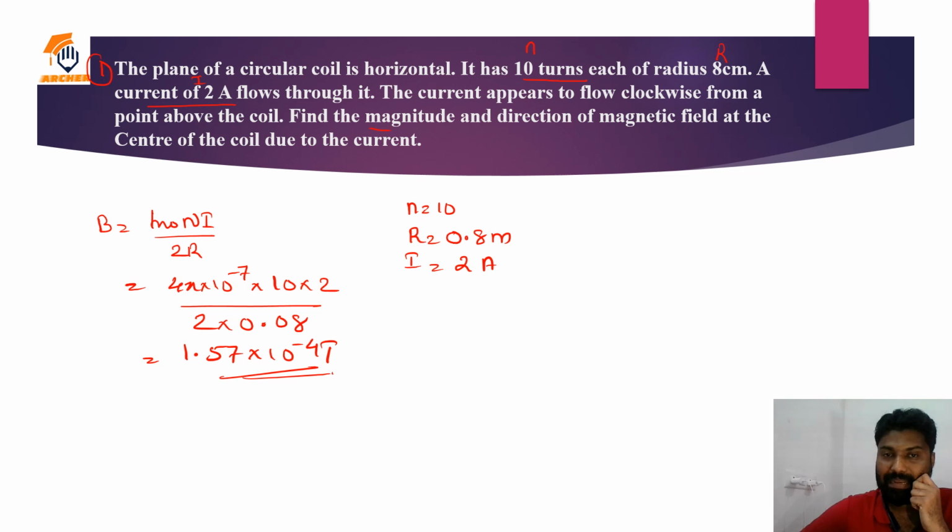This is the magnitude. So what is the direction of the magnetic field at the center of the coil due to the current? Here it is given the current appears to flow clockwise from the point above. If the current is in clockwise direction, the magnetic field at the center points vertically downwards. The magnetic field will be vertically downwards.